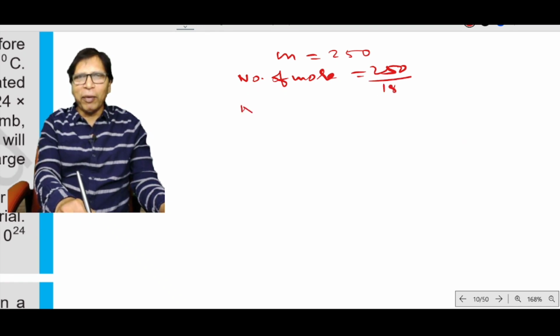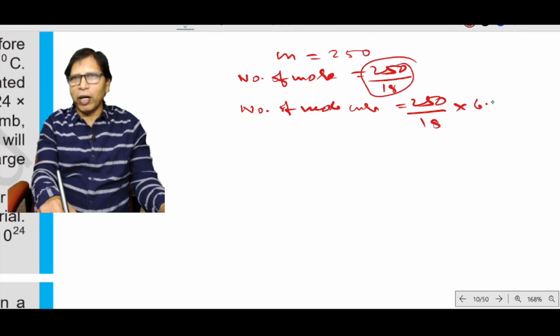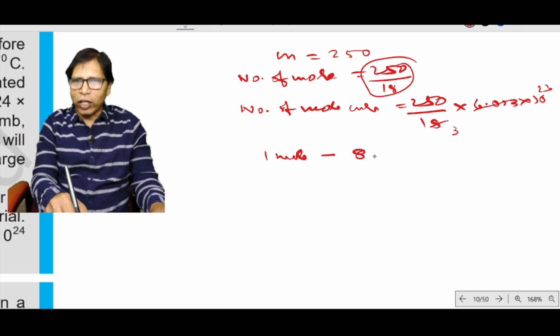Okay. Now number of molecules is equal to this into Avogadro number. Number of molecules is 250 by 18 into Avogadro number, 6.023 into 10 to the power 23. Now this is 3 almost. Now one molecule of water contains 8 electrons in the oxygen atom and 1 electron in each hydrogen atom. So there are 2 hydrogen atoms. So total number of electrons in one molecule of water is 10 electrons.